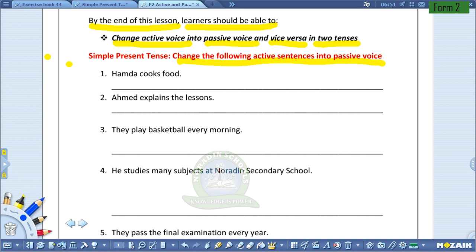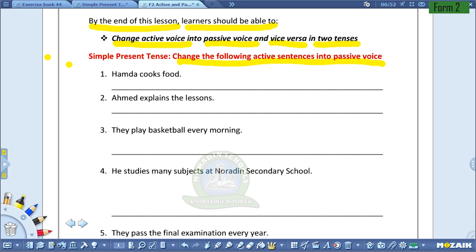We have seen the introductory lesson, passive voice and active voice. What are the differences between them? I think you have all understood this. Here we have Hamda. We are starting with simple present. Hamda cooks food. Remember, when we are using passive and active voice, we start with the subject of the sentence when it comes to active sentences.